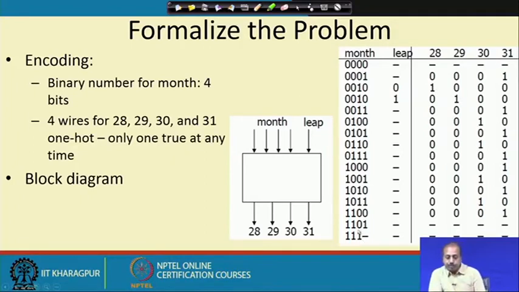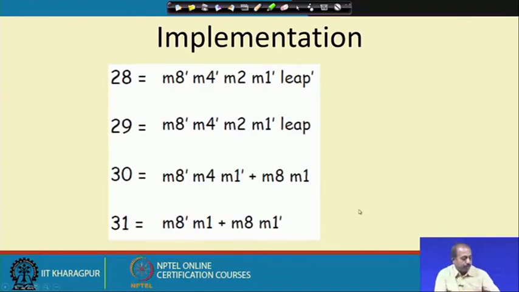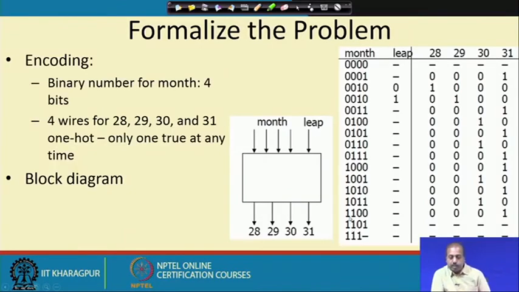Now, this one is 8, so this is my month 12, December, and accordingly it is a 31 day month. Then 1101, 1110 and 1111 are all do not care, because we do not have months 13, 14, 15. So, this way I can make the truth table.